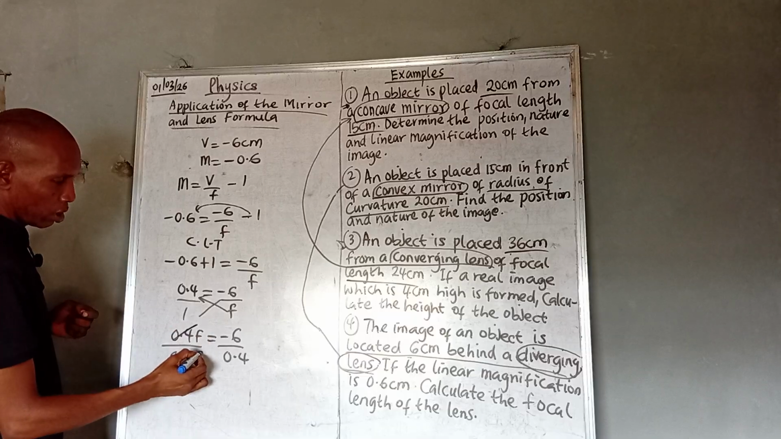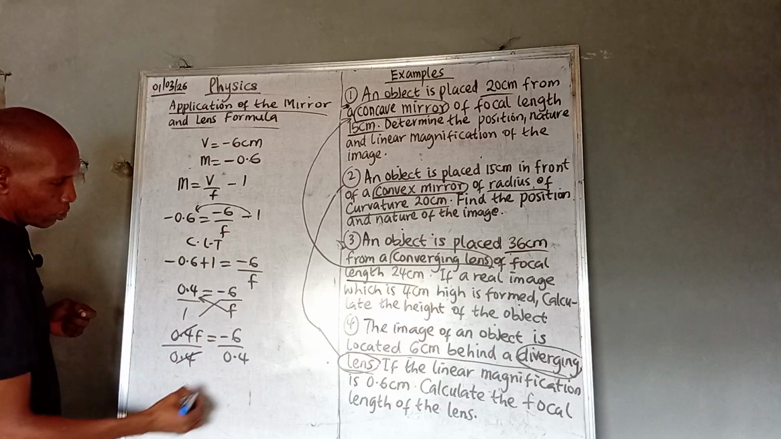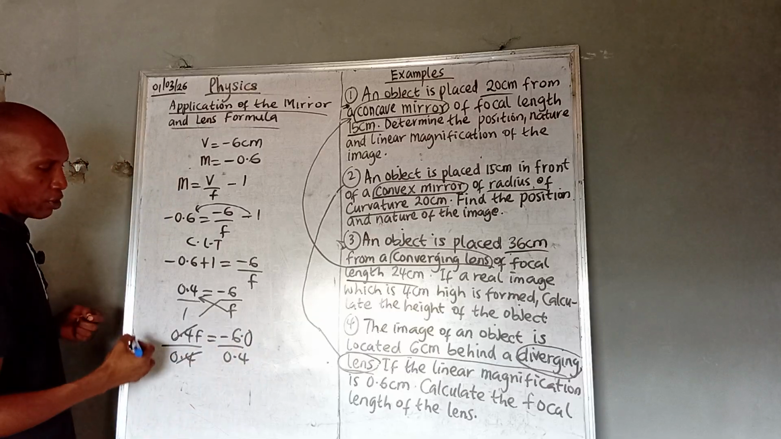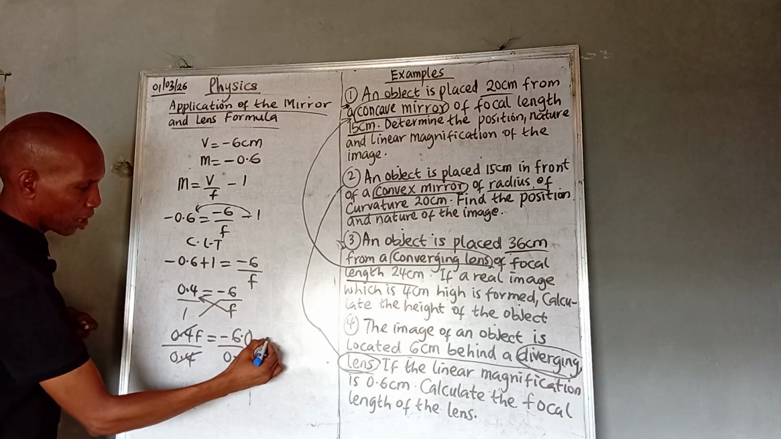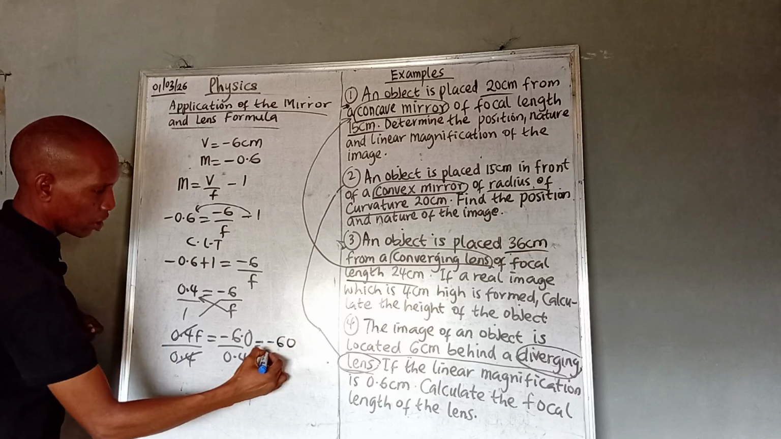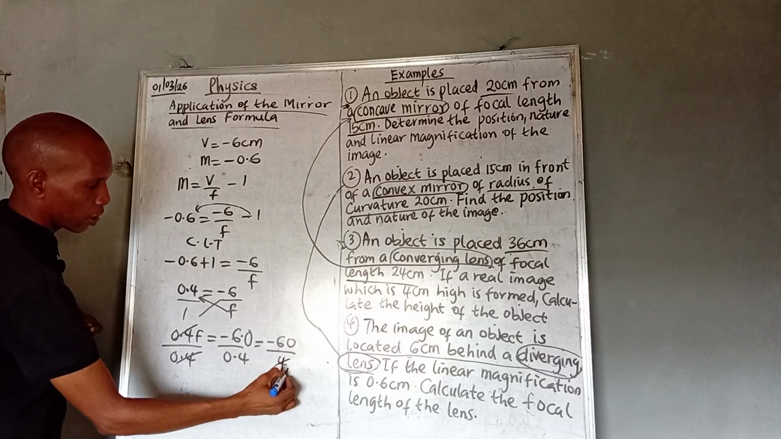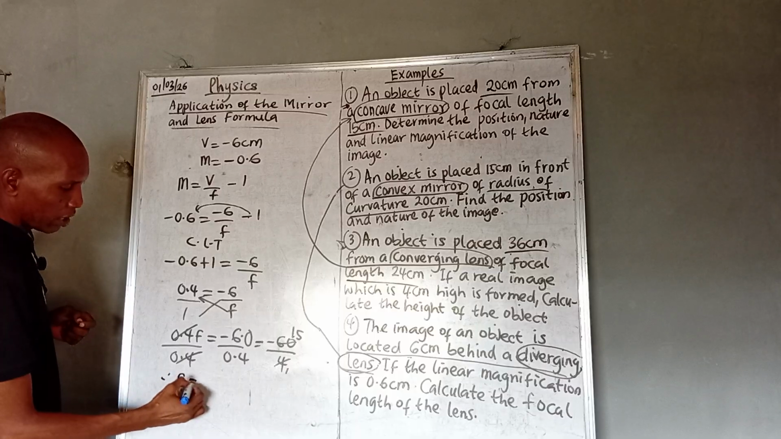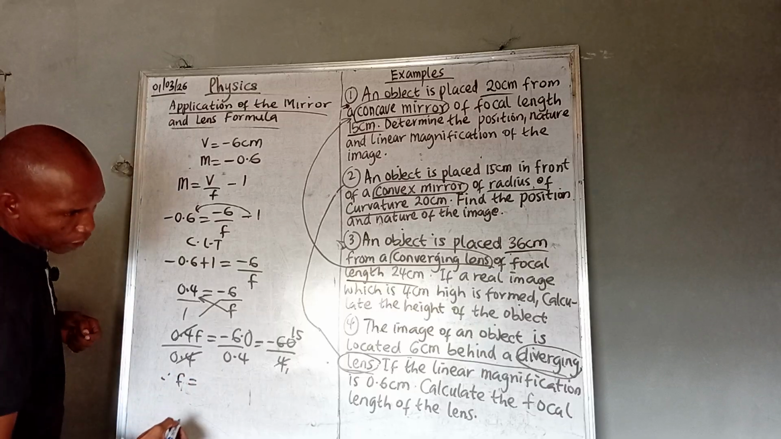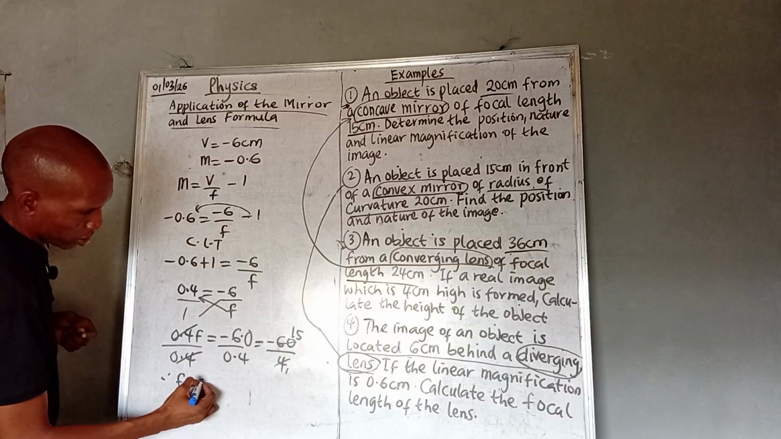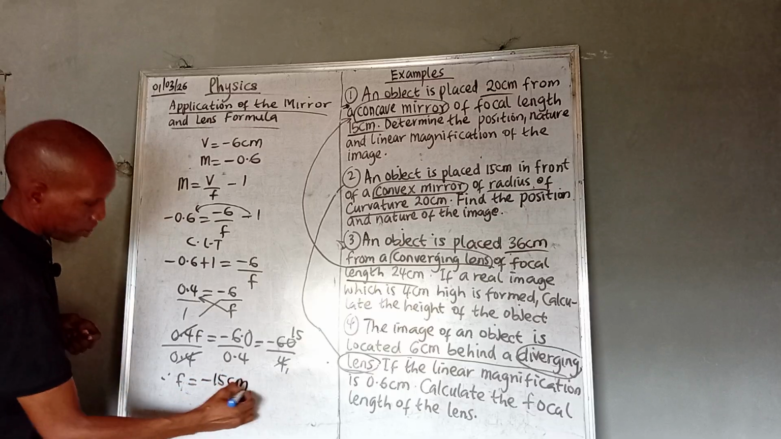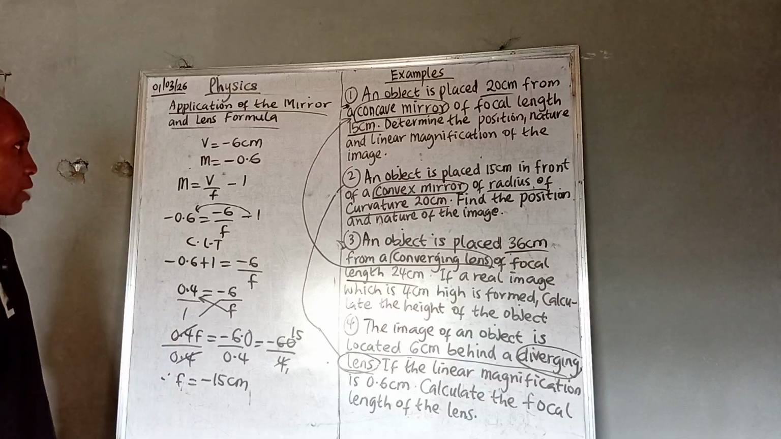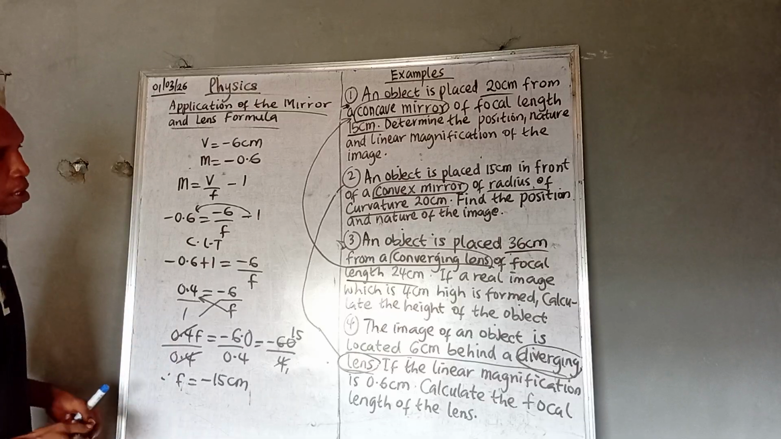So 0.4 cancels 0.4. So let's divide. Make the 6 one decimal place. So remove the decimal point, you're going to have minus 60 all over 4. 4 cancels out, you have 15. That means the focal length of this diverging lens is minus 15 cm. So that's that. Focal length is minus 15 cm.